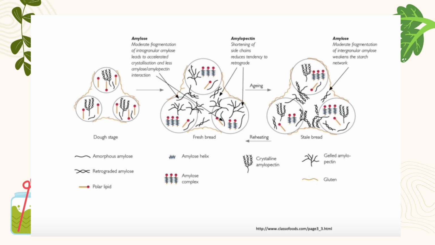So let's say you have a stale bread and you put it in a microwave for a couple of seconds. It will start to disrupt again and you will have a softer bread, but if you leave it again, it will have retrogradation again and will form a hard bread again.